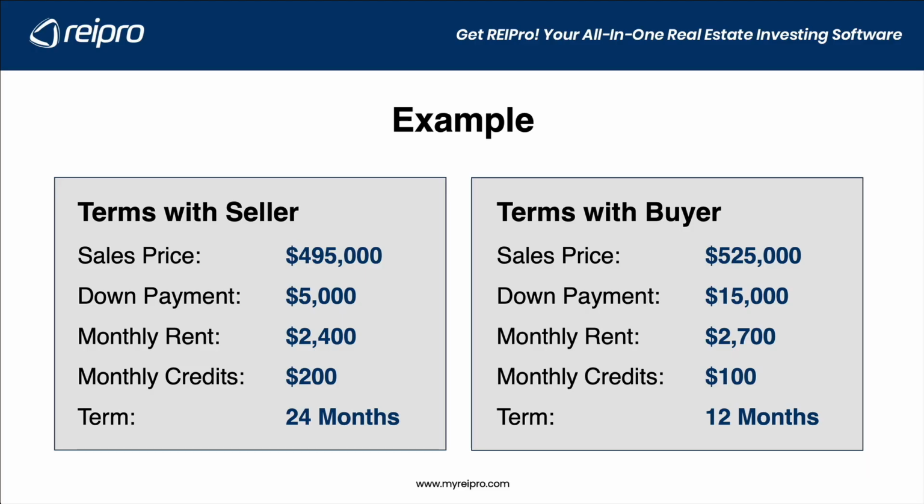So just a quick example, just to recap. We have the terms with the seller at $495, $5,000 down, which will get credited, $2,400 a month, monthly credit of $200. We're going to do that for 24 months. Now, keep in mind, we could buy day 1 or we could buy at the end of 24 months. The terms with the new buyer was selling it at $525 with a $15,000 down payment, a monthly rent of $2,700, $100 credit for 12 months.